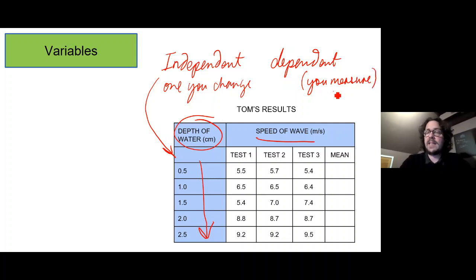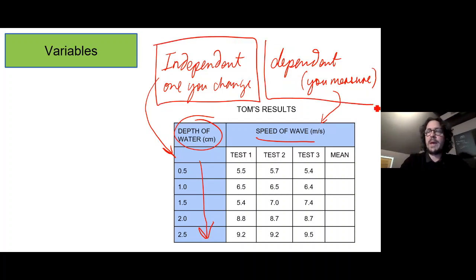And that, in this case, is the speed of the water waves. I mean, you would actually be working out the time first and then using that to calculate the speed. But you have to remember that you could be asked here what the dependent and independent variables are on a given investigation. So I've got this table now.